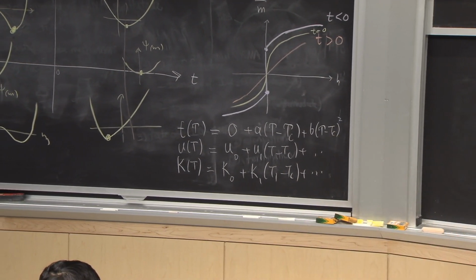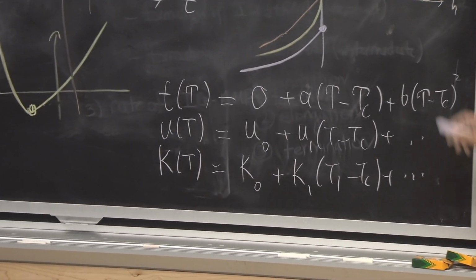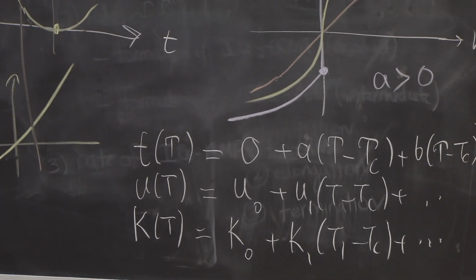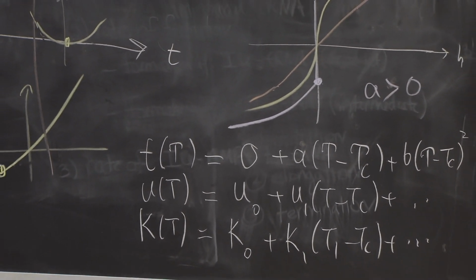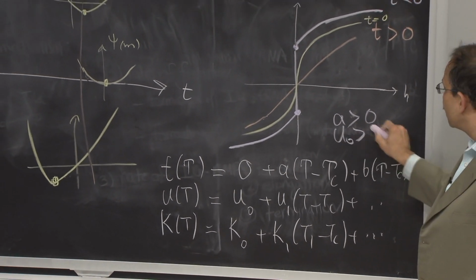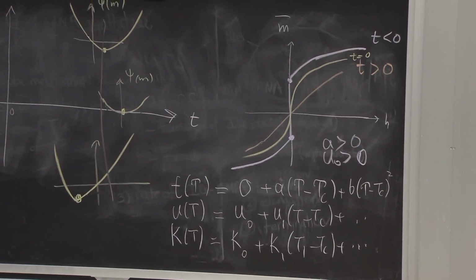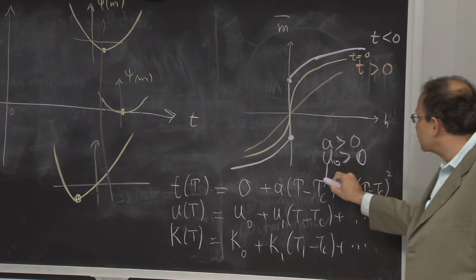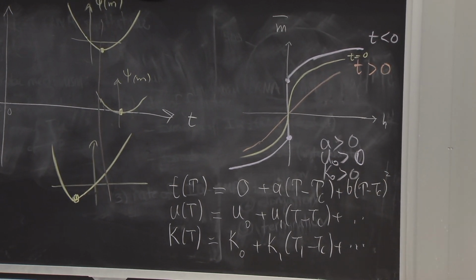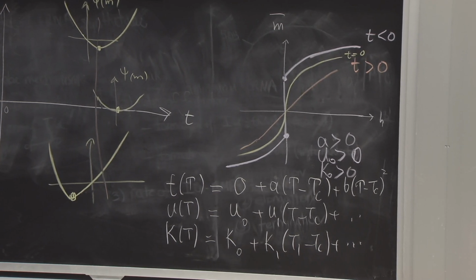And I don't really care about any of these coefficients. The only things that I know are the signs. A has to be positive because the high temperature side corresponds to paramagnet. U0 has to be positive because I require the stability types of things that I mentioned. And K0 has to be positive because I want to have this kind of ferromagnetic behavior. Apart from that, I really don't know much.